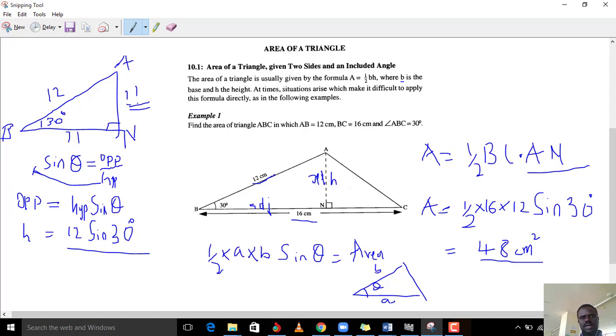Now I hope that answers the question most of you have on how to calculate the area of a triangle with two sides given and an angle subtending the two sides. We are going to do other examples in this section, and I hope you're going to enjoy the lesson.